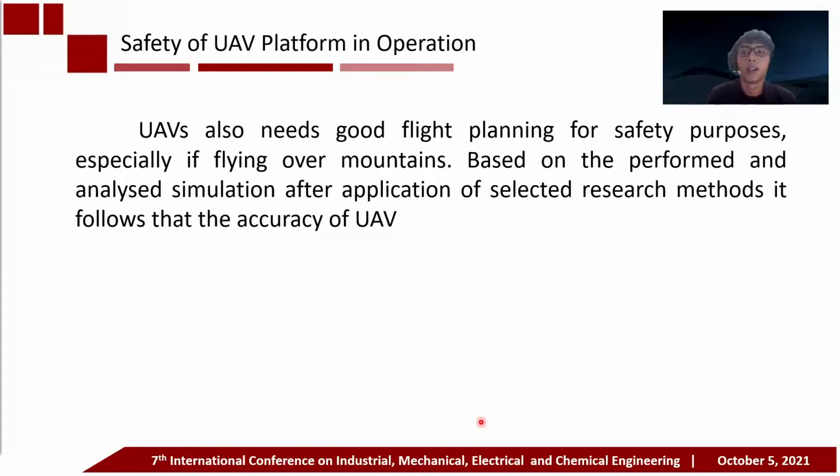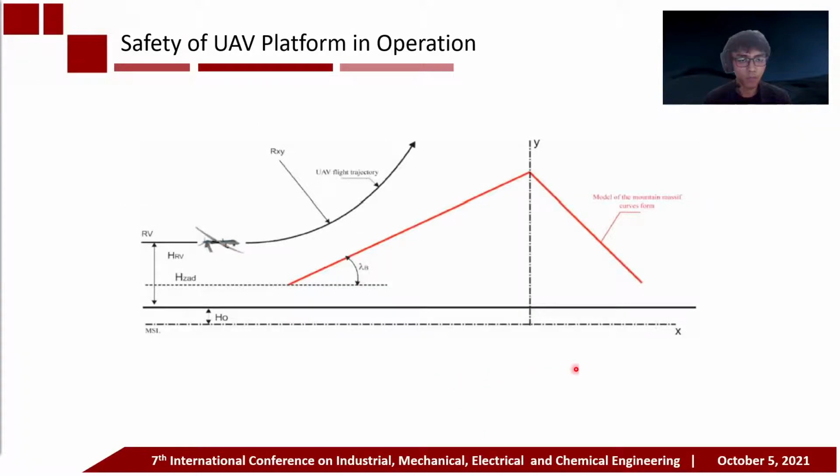Next, safety of UAV platform in operation. UAV also needs good flight planning for safety purposes, especially if flying over mountains. Based on the performance and analysis, simulation after application of the selected research method, it followed that the accuracy of UAV. The simulation carried out shows that the ambient air temperature, which affects the thrust of the engine, also has a significant effect on the flight profile.